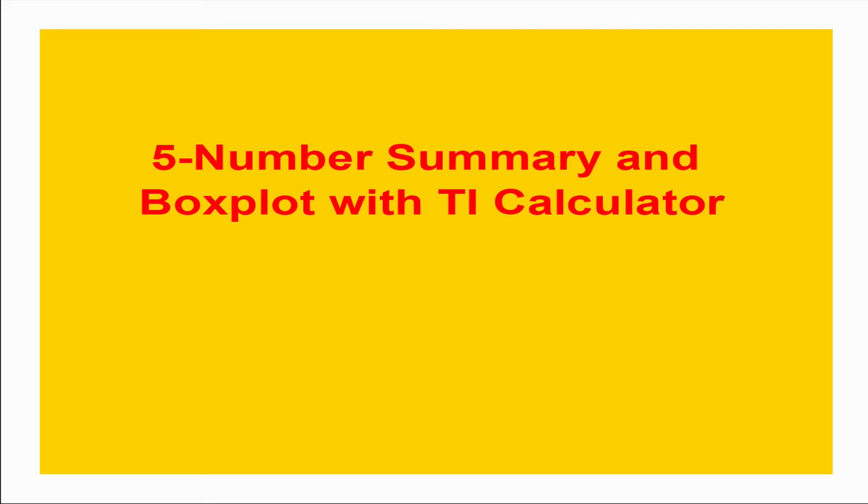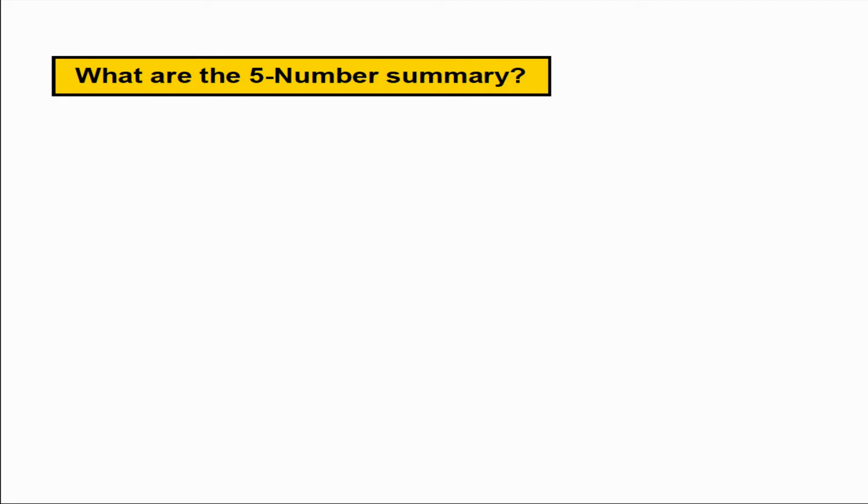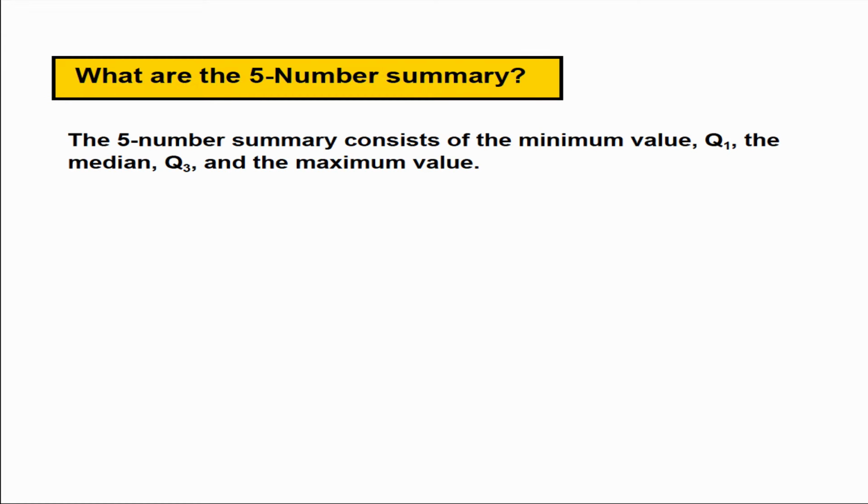This is a brief lecture on five-number summary and box plot with TI calculator. First, what are the five-number summary? The five-number summary consists of the minimum value, Q1, the first quartile, the median, Q3, the third quartile, and the maximum value.